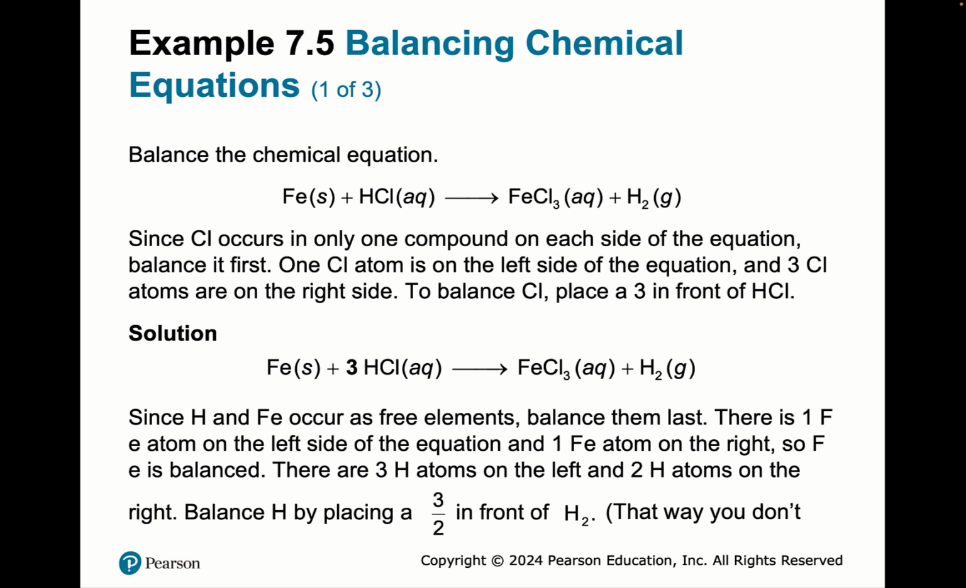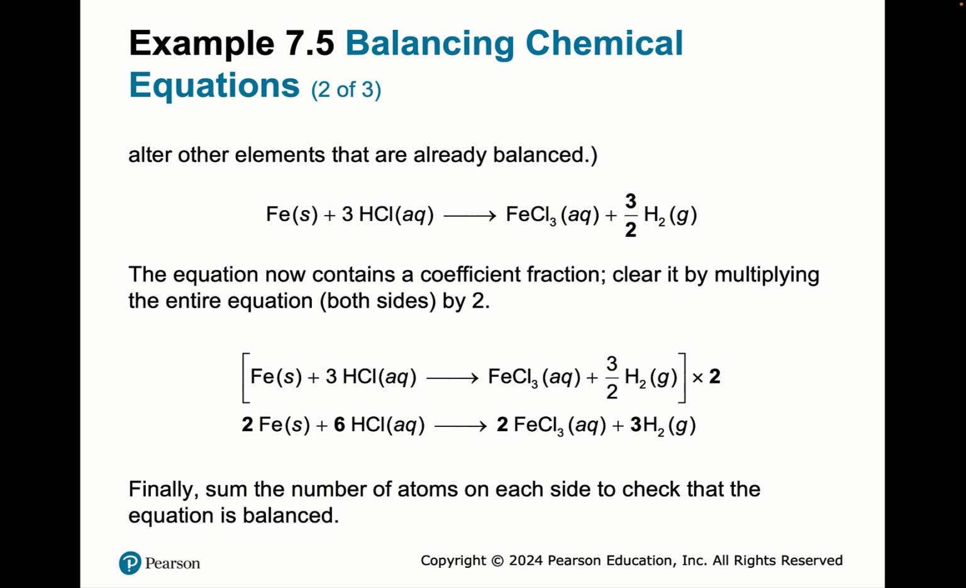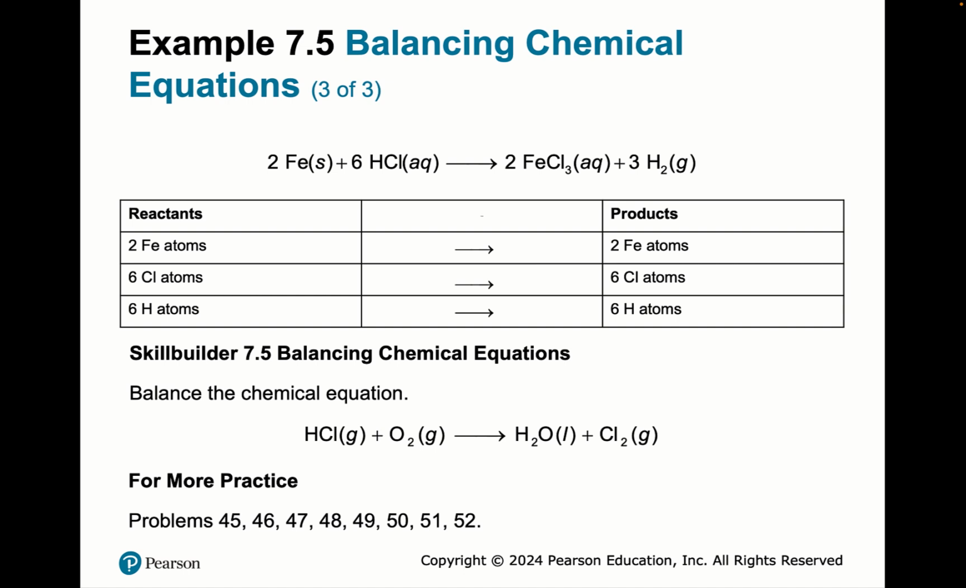And now we have 3 hydrogens and 2 hydrogens, so we're going to have 3/2 hydrogen gas, and that's a fraction, so we have to multiply the whole thing by 2, and then we get the following equation: 2 irons plus 6 hydrochloric acids makes 2 iron 3 chlorides and 3 hydrogen gases. So yes, these are all whole numbers, and so now we're good. And here's the check.